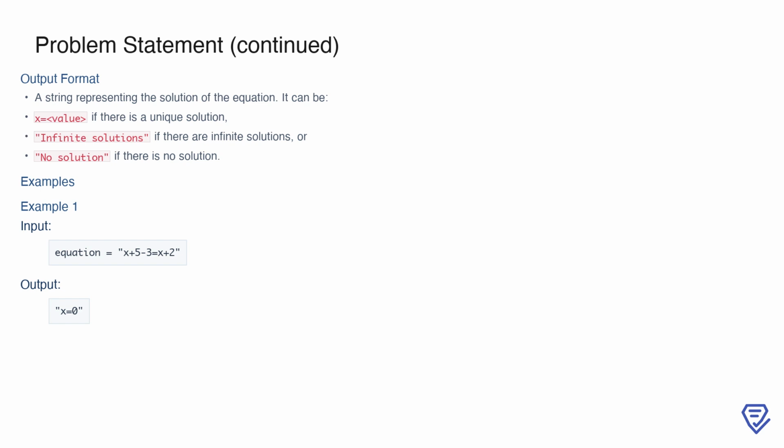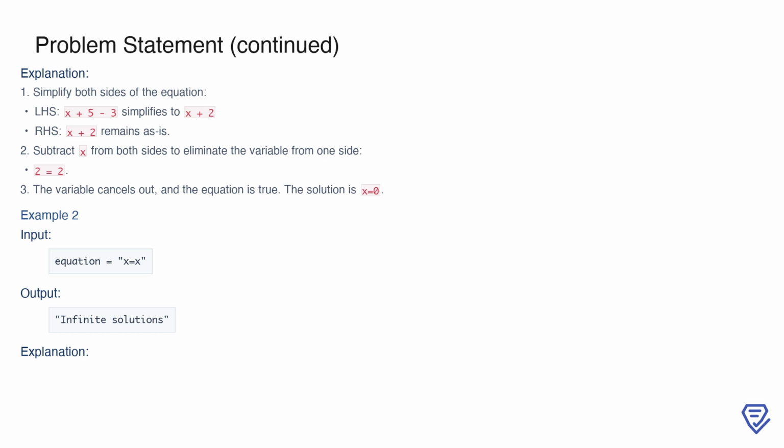Let's look at an example. Suppose the input equation is x plus 5-3 equals x plus 2. The output for this case would be x equals 0, which indicates that x has a unique solution, and its value is 0. To understand why the output is x equals 0 for the equation x plus 5-3 equals x plus 2, let's break it down step by step.